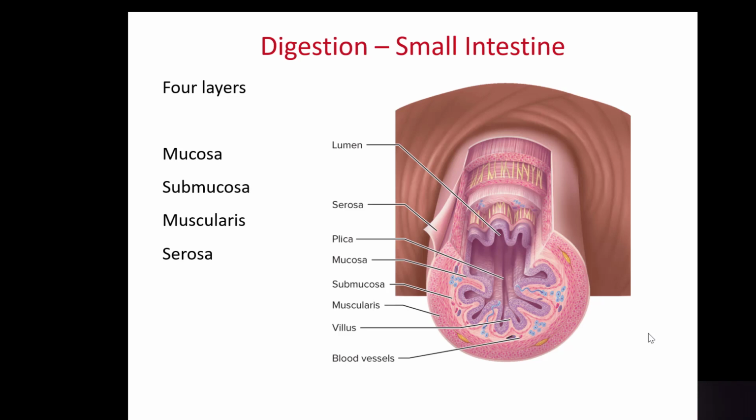And then the outermost layer is a thin layer of connective tissue called the serosa. And this is that protective layer. We'll talk a little more about the serosa here in a bit.